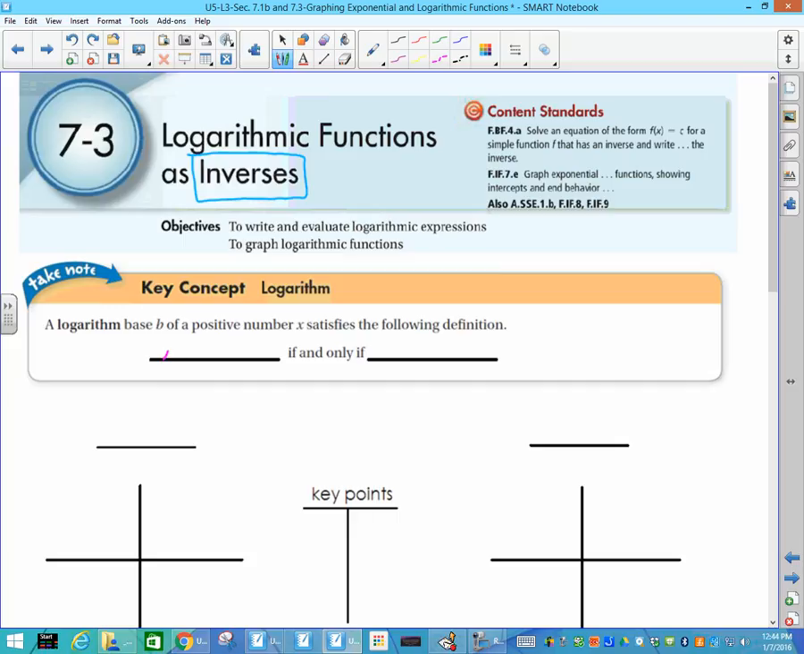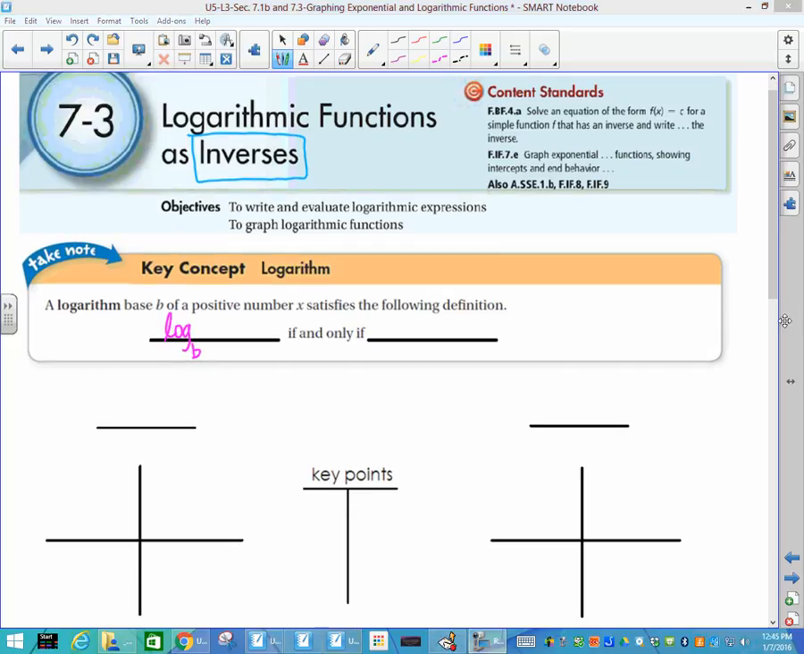If you have the log base b, give me 1 second. I'm having some technical problems. Hold on. Okay, I think I got that fixed.